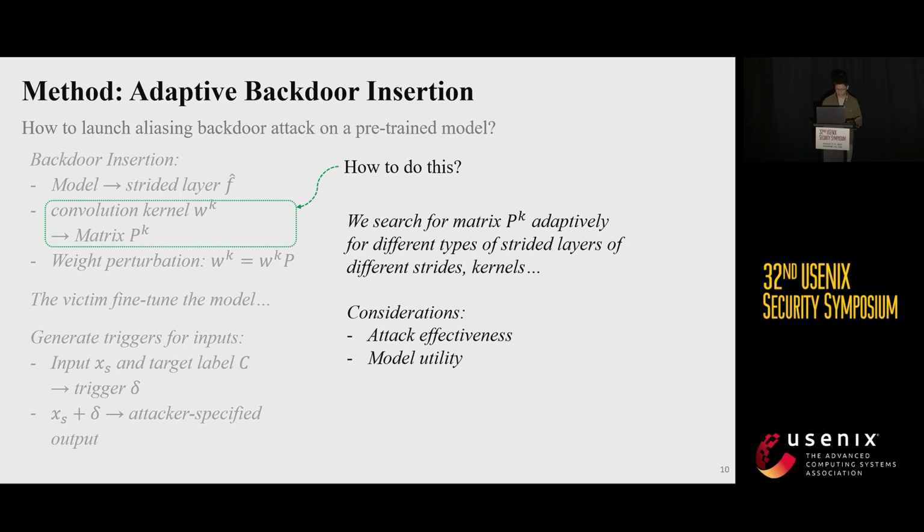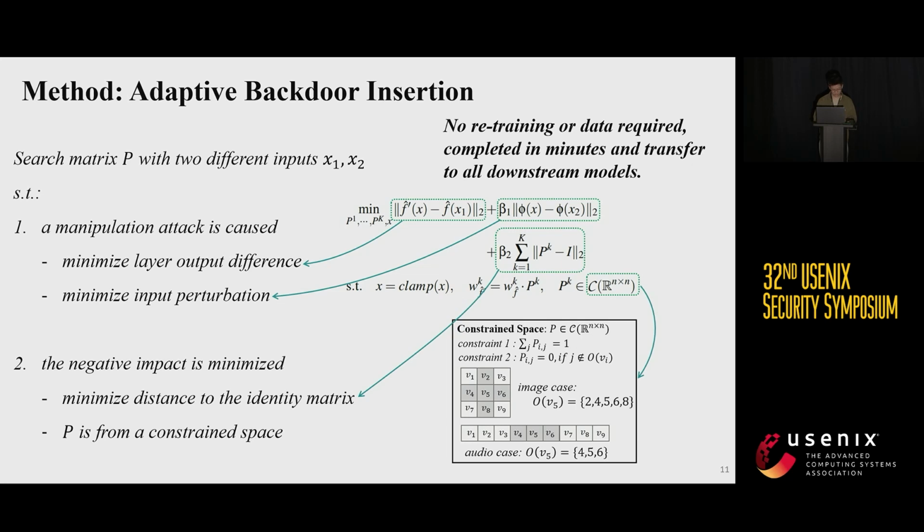Looking at this pipeline, the first question is how to find a matrix for the convolution kernel. We basically search for the matrix adaptively for different kinds of stride layers. Stride layers have different strides and kernels, so you can't use the same matrix to perturb the weights of every stride layer. We do this under two considerations. The first is attack effectiveness, and the second is model utility. Here are some details about how we do this. We do this by optimization.